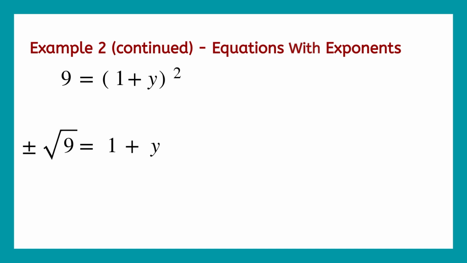Something else tricky happens here. We get a plus or minus sign on the left. To explain why, let's go ahead and get rid of that radical, and we'll get plus or minus 3 equals 1 plus y. Why did we get that?